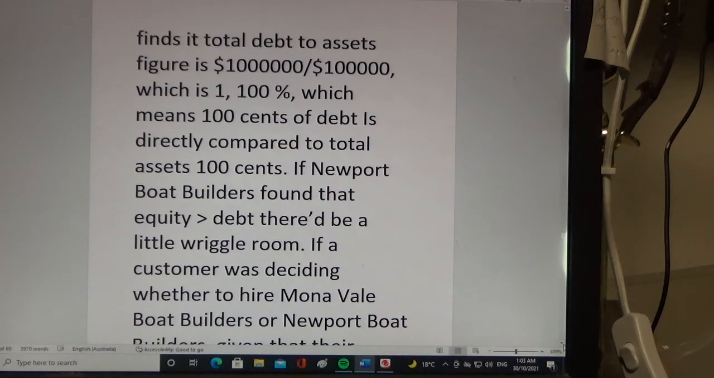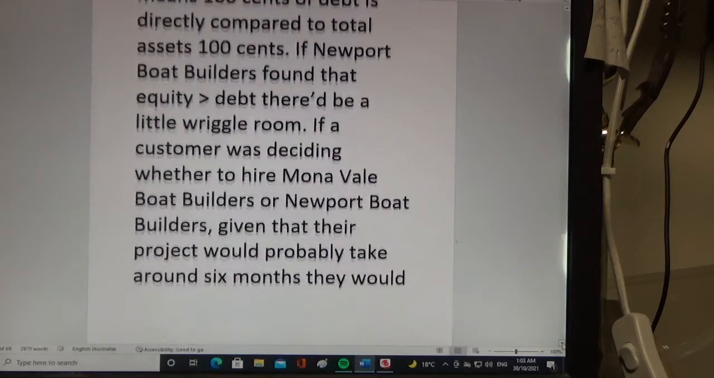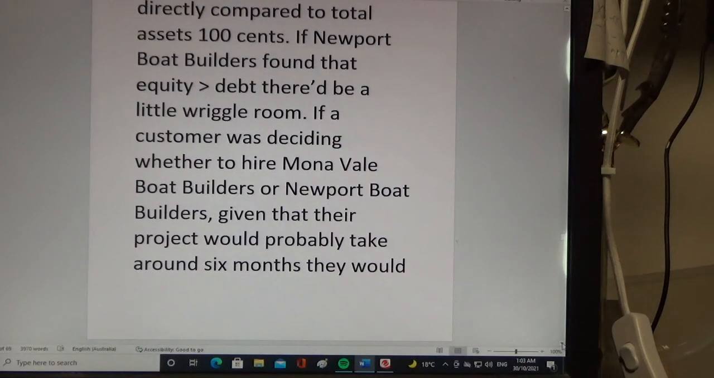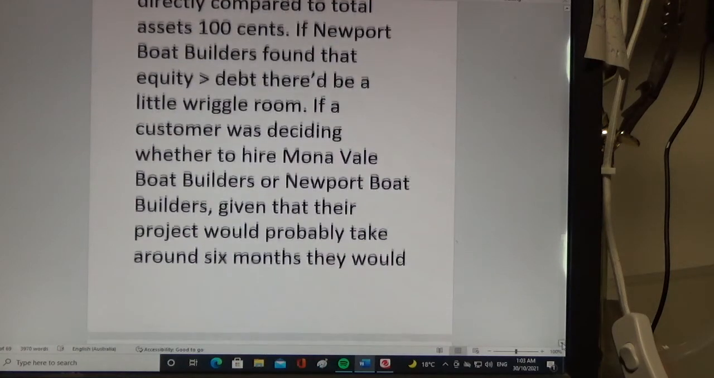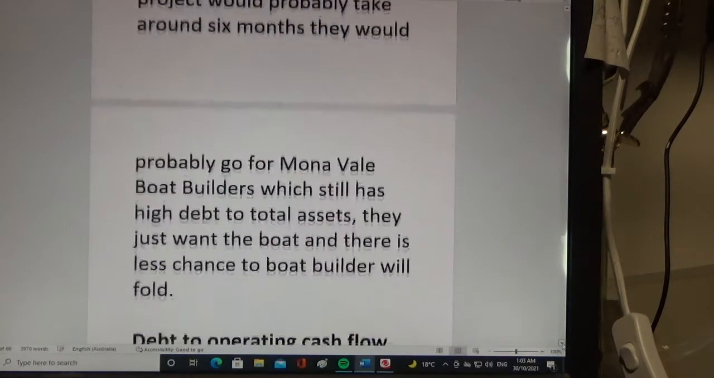You, as a customer of a boat, you take out a contract with one of these, who are you going to go for? You're probably going to go for Monavale Boat Builders just on the basis of that. Newport Boat Builders could fold, leaving you with a half-finished boat in their shed. Maybe they will sell to another boat builder, but maybe not. Might not be restructured for 5 years. You'd rather go with the safer boat builder, looking at their books.